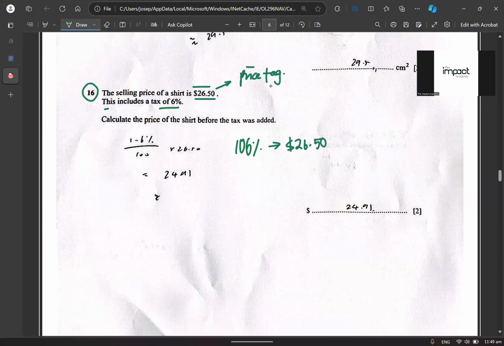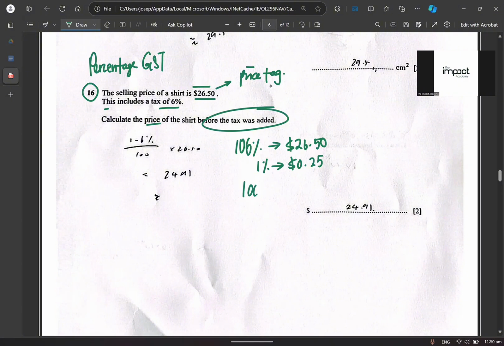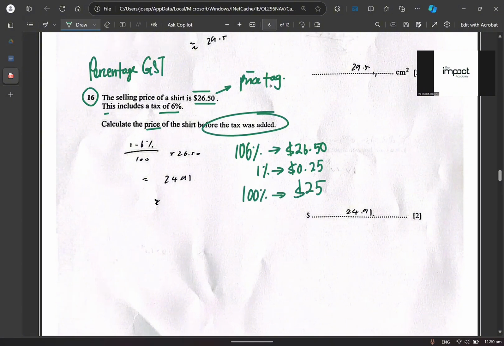Agree or disagree? You find 1% first. So this is what we call percentage, not really percentage increase or decrease, but more of percentage GST. You know what GST is, right? So what is 1%? 26.5 divided by 106, you get 0.25. Very good, $0.25. Your job is to find the price of the shirt before the tax was added, which is 100%. Very good. That's the reason why your answer for this question has to be $25.